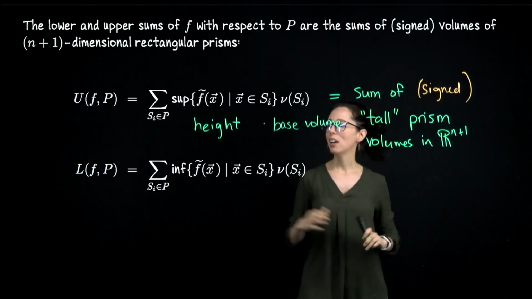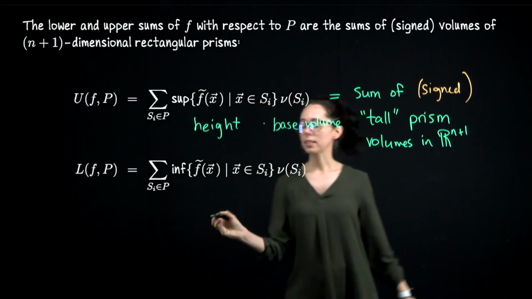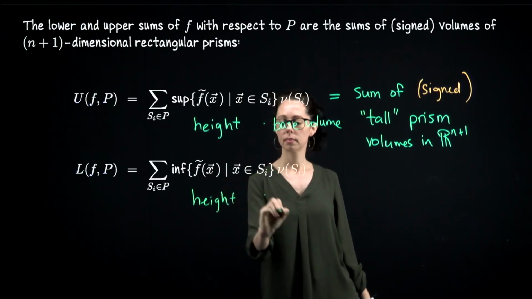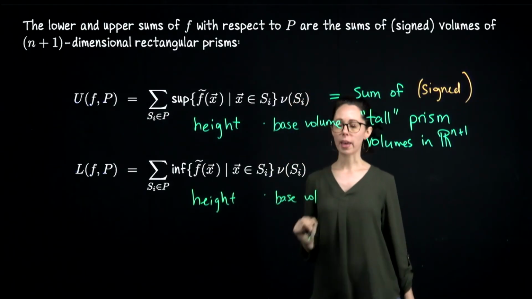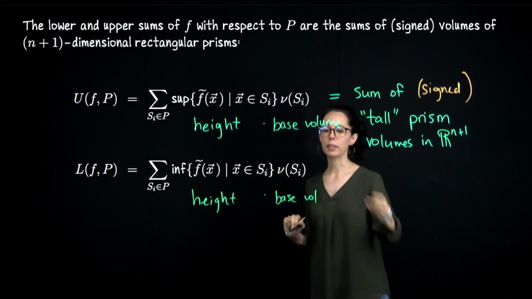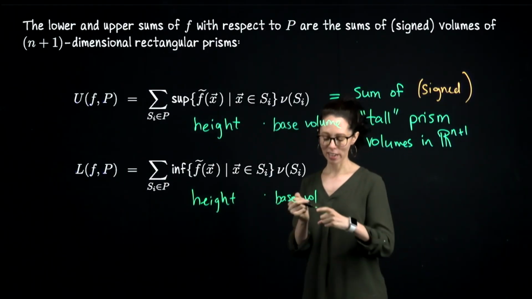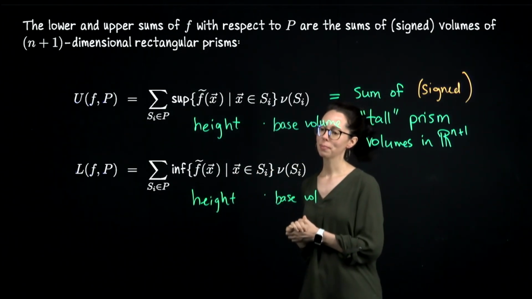So let's move on to the lower sum of f with respect to the same partition. Exact same idea, except our height here is going to be short heights. So that overall, this is going to be the sum of signed short prism volumes. I won't write that down. Exact same notion, except instead of taking tall heights, we're taking short heights.